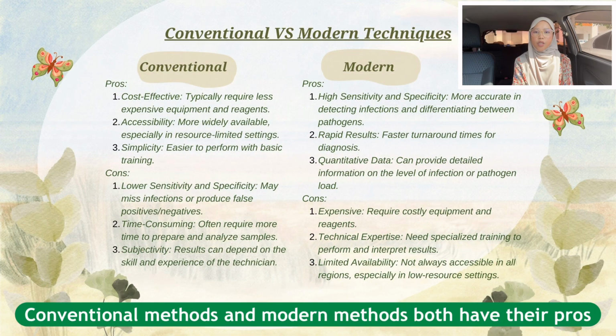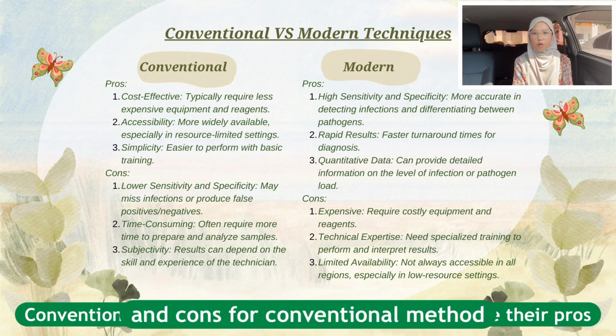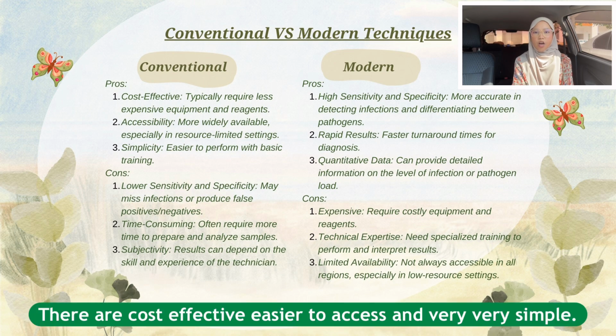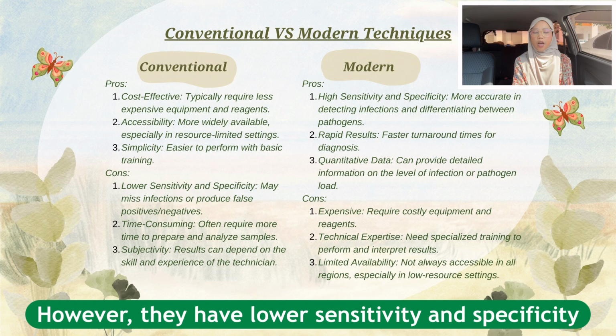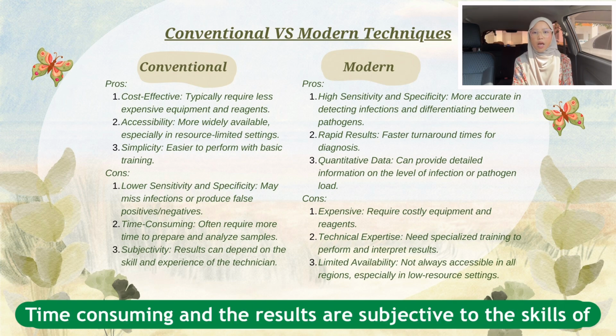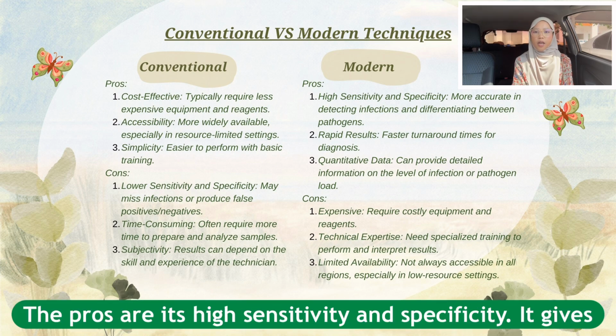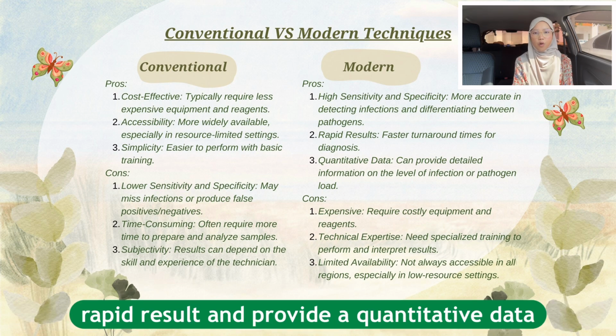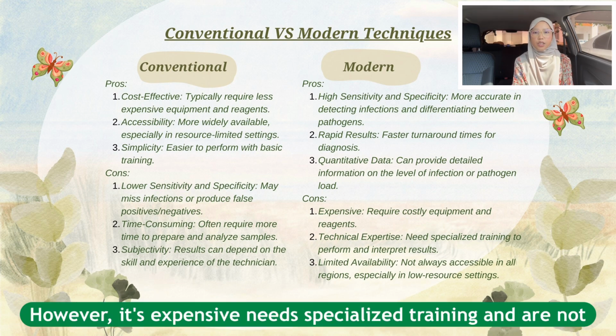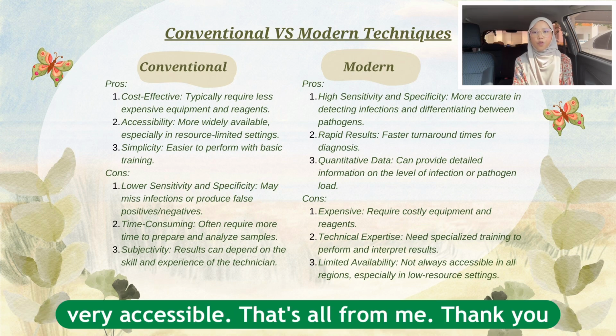Conventional methods and modern methods both have their pros and cons. Conventional methods are cost-effective, easier to access, and very simple. However, they have lower sensitivity and specificity, are time-consuming, and the results are subject to the skills of the technician. For modern techniques, the pros are high sensitivity and specificity. They give rapid results and provide quantitative data. However, they are expensive, need specialized training, and are not very accessible. That's all from me. Thank you.